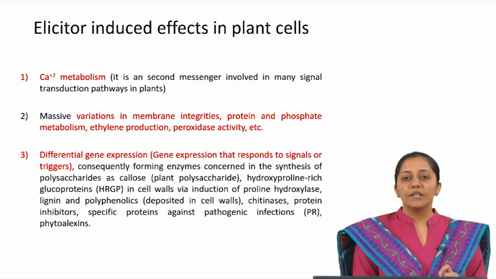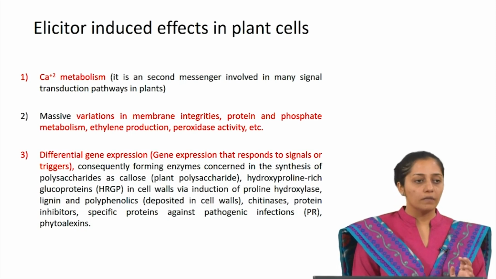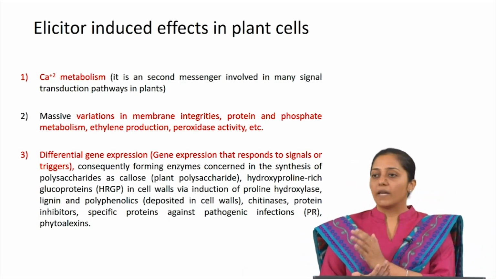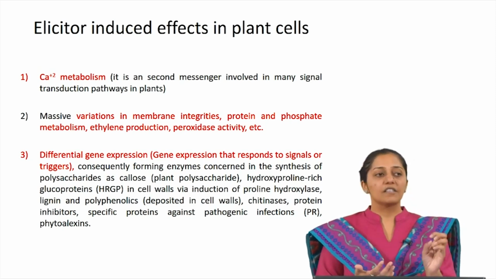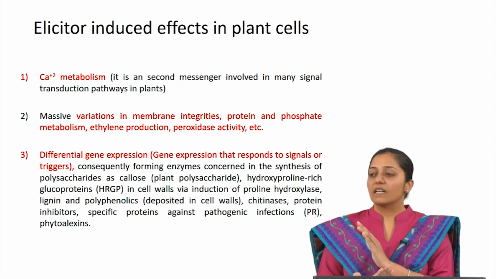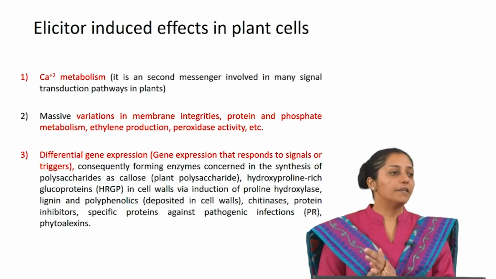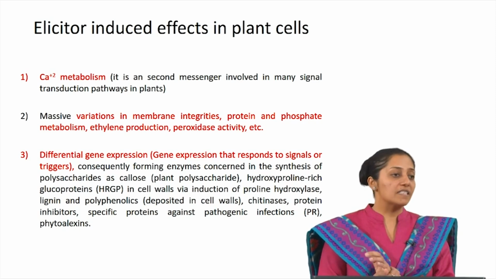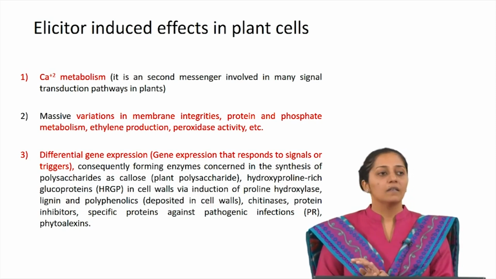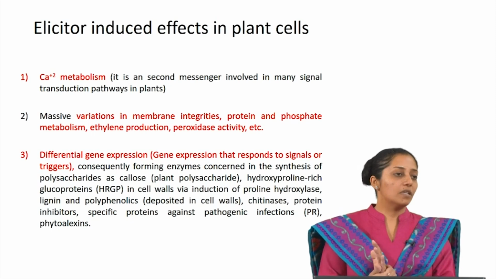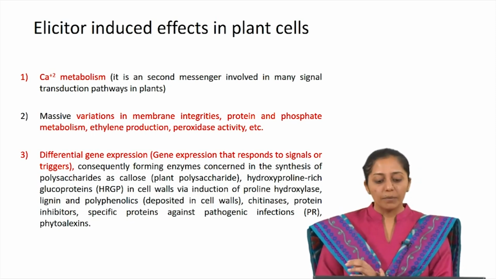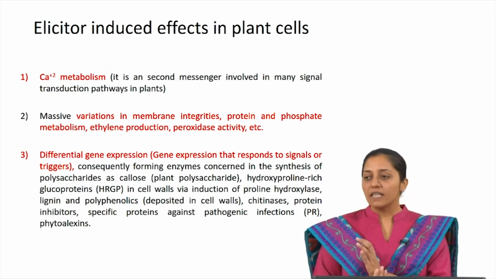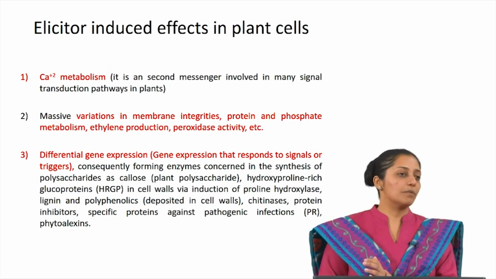So, elicitor induced effects in plant cells include what? They can induce calcium metabolism. Now, calcium metabolism has a crucial calcium CMP pathway. Now, it has a crucial role to play in inducing certain proteins and in transcription of certain enzymes which may be involved in the desired secondary metabolic pathway. So, calcium metabolism, it is used as a second messenger in the cells. Now, second messenger, it is involved in many signal transduction pathways in plants.